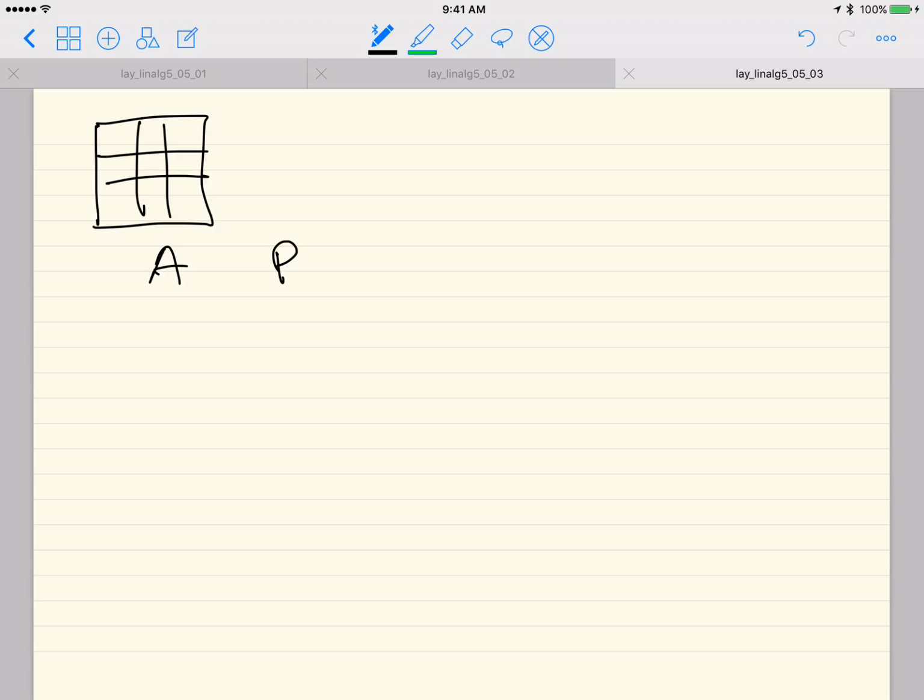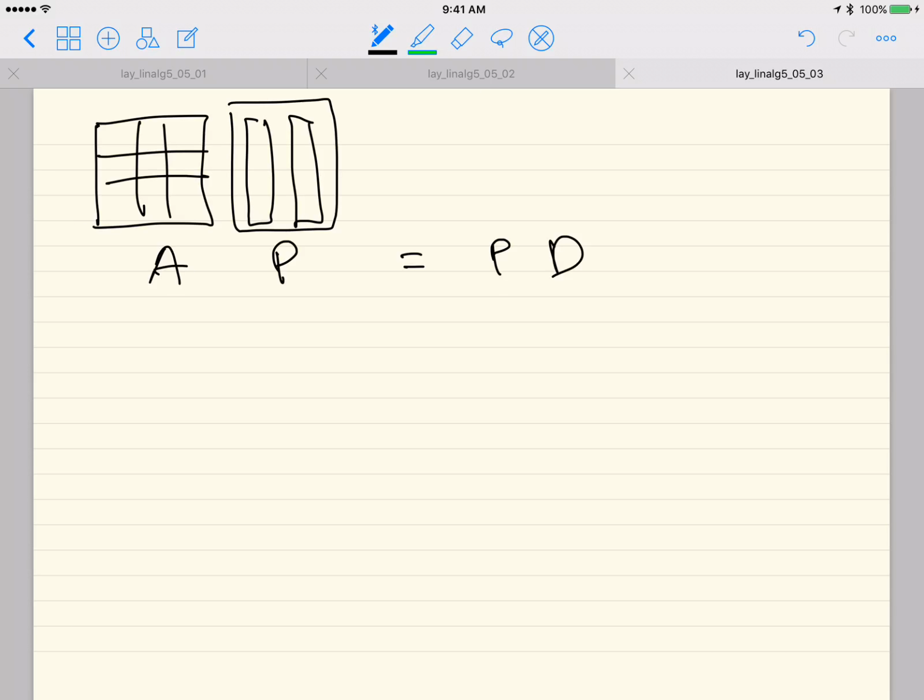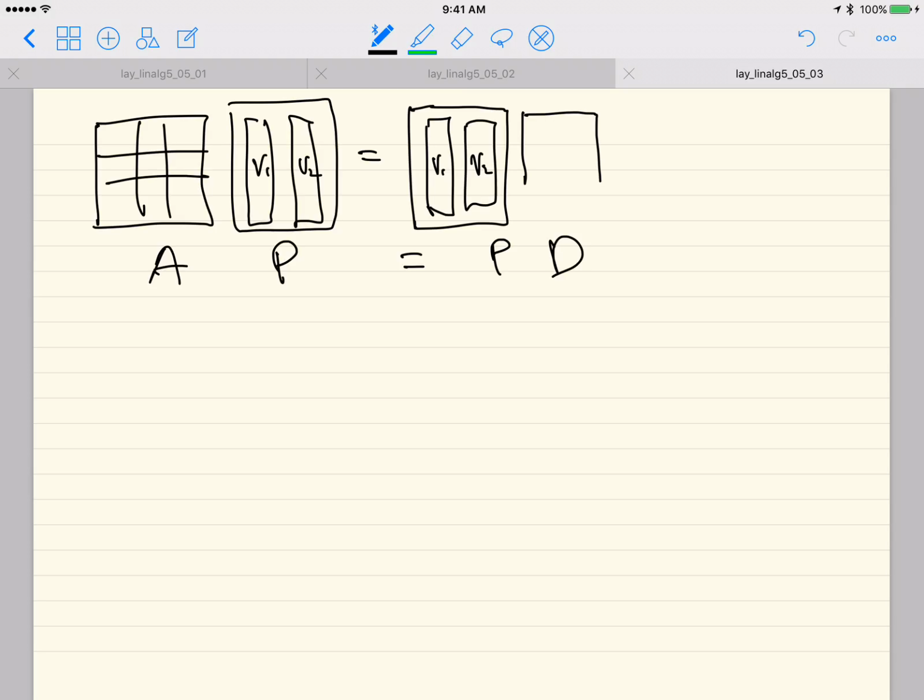So I'm just rewriting AP equals PD. And we will have 2 eigenvectors, V1 and V2, and this will equal V1 and V2, which are set of columns that are eigenvectors, and our D will be 2 by 2. Is it right? 2 by 2. So it's a 3 by 3. And what is the size of P? 3 by 2.